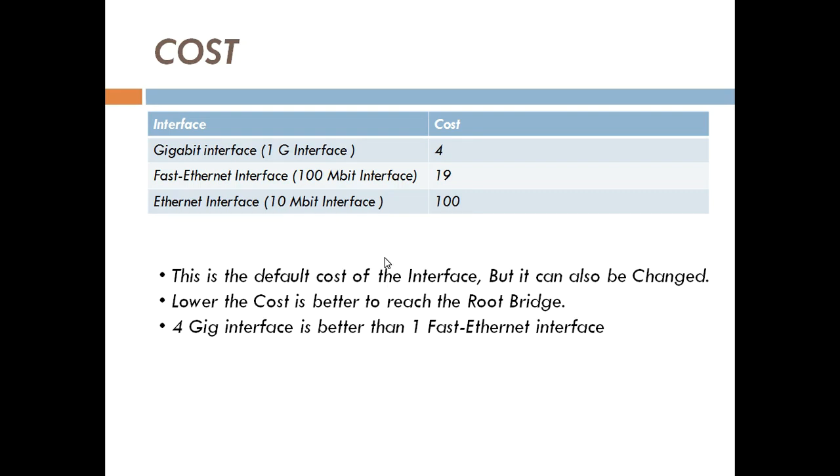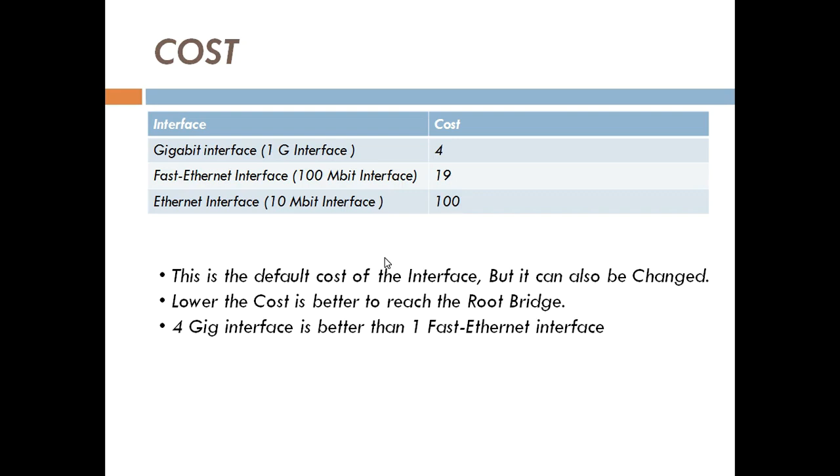In the sense, consider a 1 gig interface. A gig interface has a cost value of 4, while a 100 M fast Ethernet interface has a cost value of 19. Considering a path of 4 gig interfaces, that is a cost of 16.